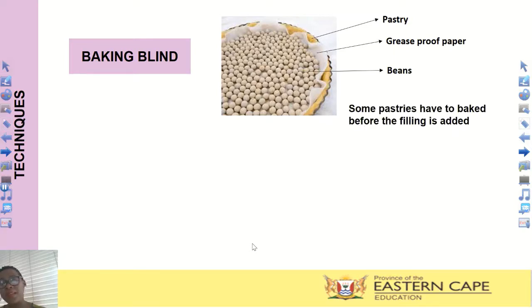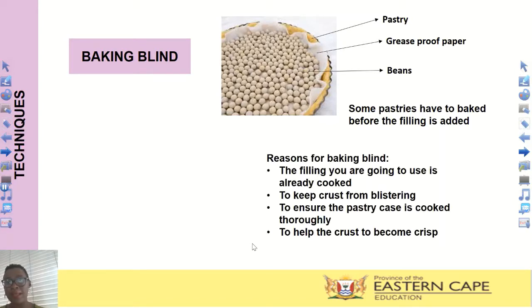And like I said before, you will always blind bake pastries where your filling is already cooked, so it doesn't require any more cooking. Now, the reasons for baking blind are that, besides the fact that you're going to add a filling that has been cooked, it keeps the crust from blistering, rising and having little bubbles on it. Blistering means the bubbles that form on the flatter part of the pastry. It also ensures that the pastry case is cooked thoroughly.